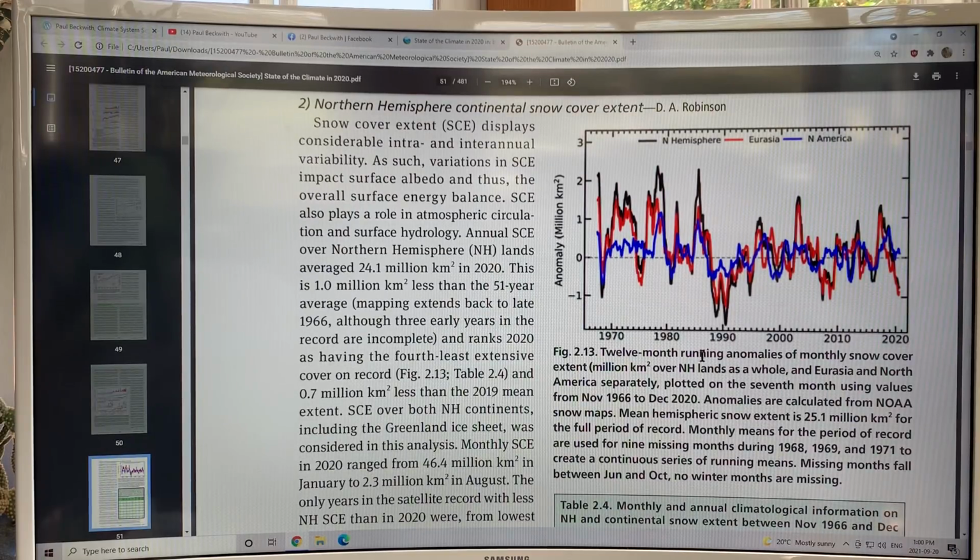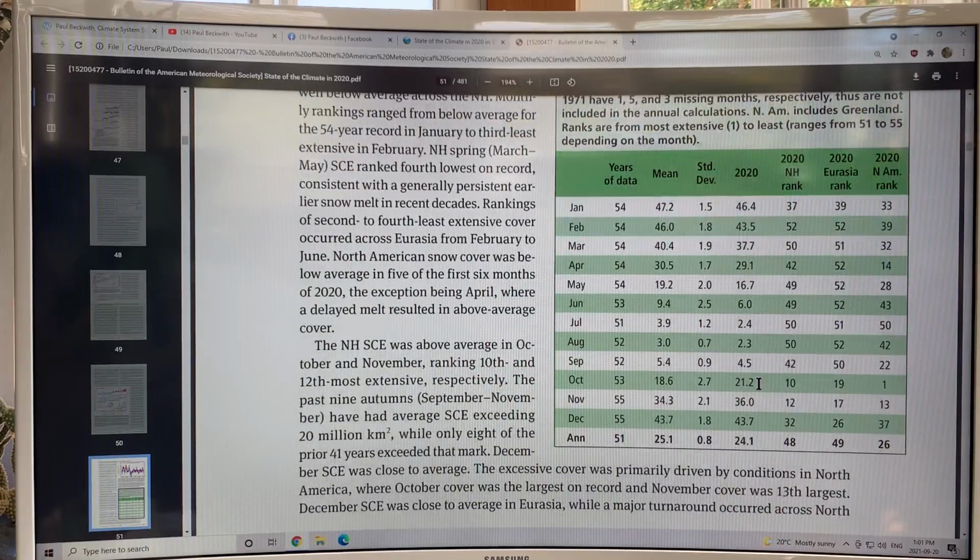Now this is the 12-month running anomalies of monthly snow cover extent over northern hemisphere lands as a whole. Okay, we've got northern hemisphere as the black line, Eurasia is the red line, and the blue line is North America. And you can see the trend: in 2020 we had a very, very low snow cover over the land. This would greatly increase the amount of sunlight absorbed, and cause the temperature heating anomalies.